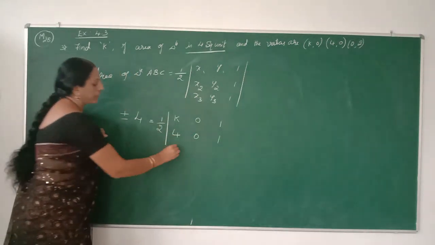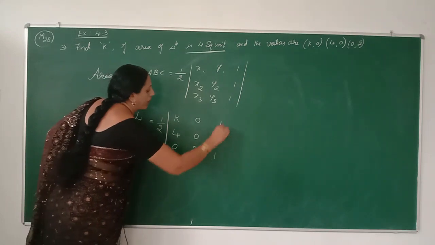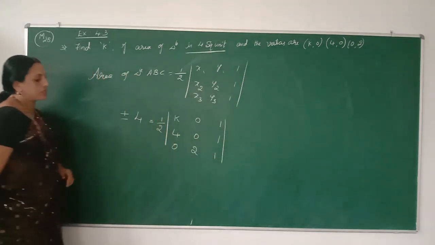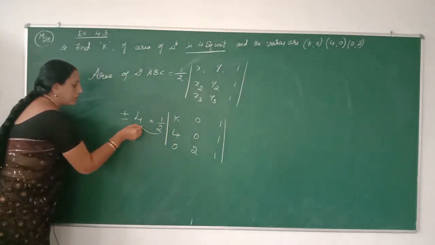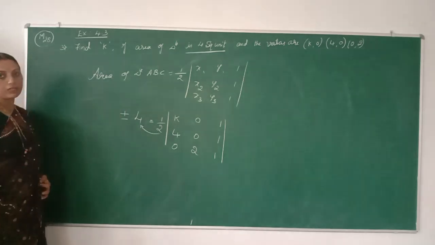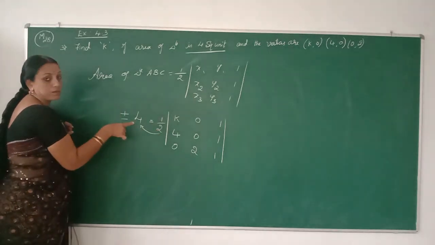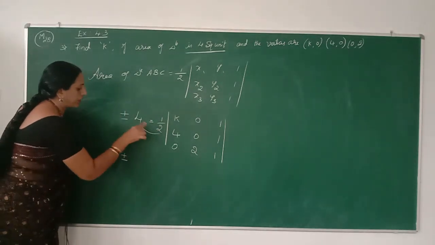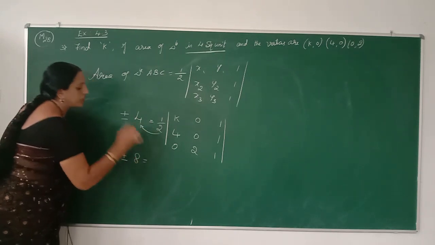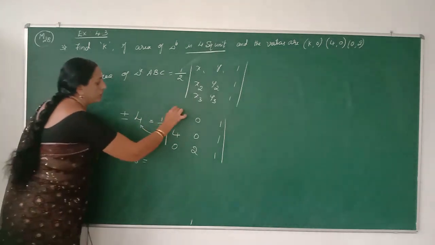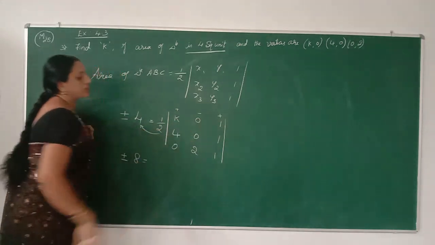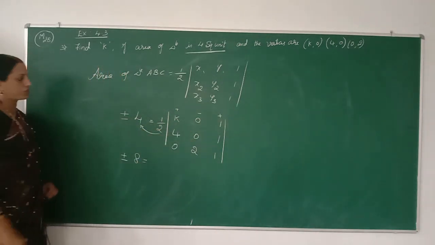x3 y3 1 is 0 to 1. So then we'll simplify. First we'll cross multiply the half, plus or minus 4 into 2 is 8 is equal to, and this gets simplified by using the expansion form.